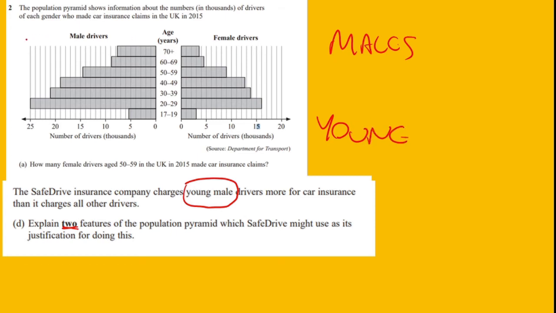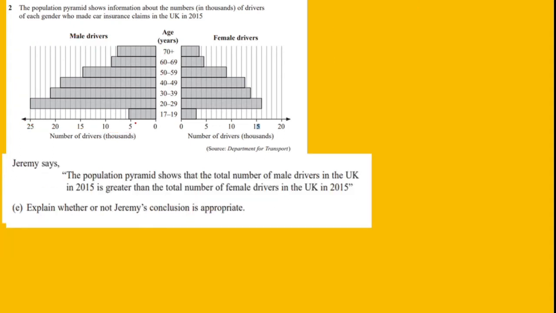So first of all, you'd say that there are more claims by male drivers than there are by female drivers. And your second one is that, apart from 17 to 19, there are more claims by young drivers than by older drivers. So just make sure you've got 2 separate points to get your 2 marks.